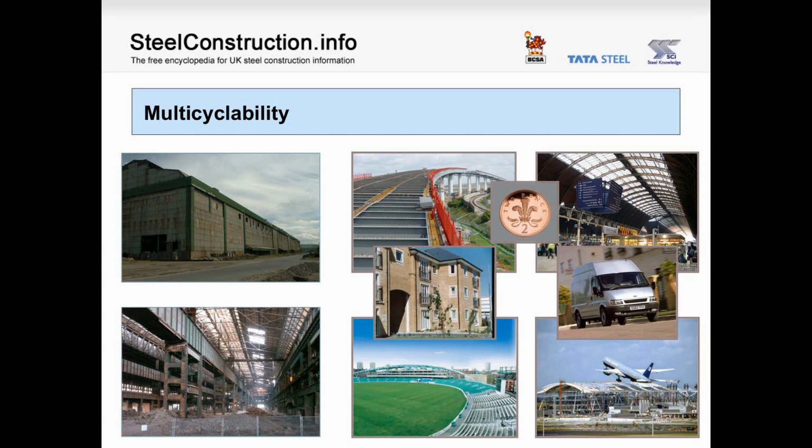With steel, that process can go on ad infinitum without any loss of mechanical properties, so a coin can become a bridge and vice versa. Steel is not just a recyclable material, it's a multicyclable material.